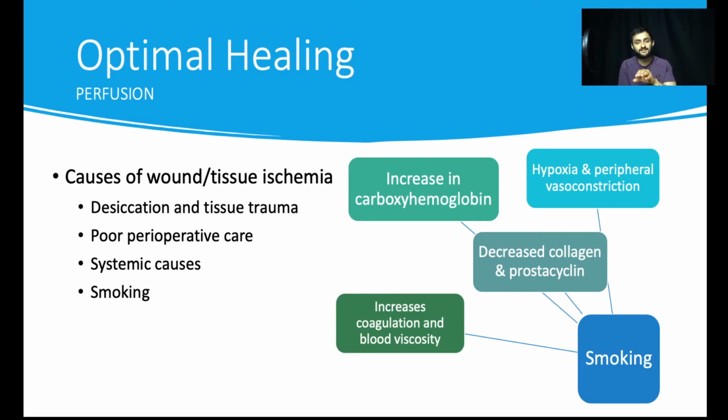Now, in addition to the vasoconstriction, we have issues with decreased collagen and prostacyclin, and we also have an increase in carboxyhemoglobin and increased coagulation and blood viscosity. So the best thing to do to optimize a patient who's smoking is we want to tell them to try to abstain for at least 1 week before and after the procedure. Now, of course, the effects of smoking on vasoconstriction are going to be way more than what you can recover in 1 week. But that's what we're trying to do.